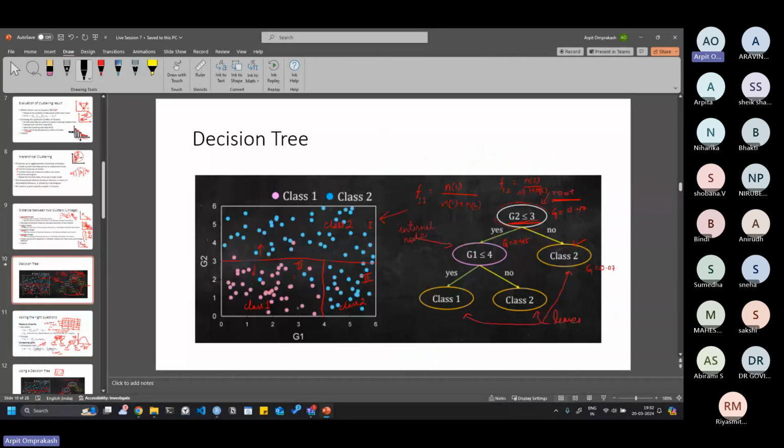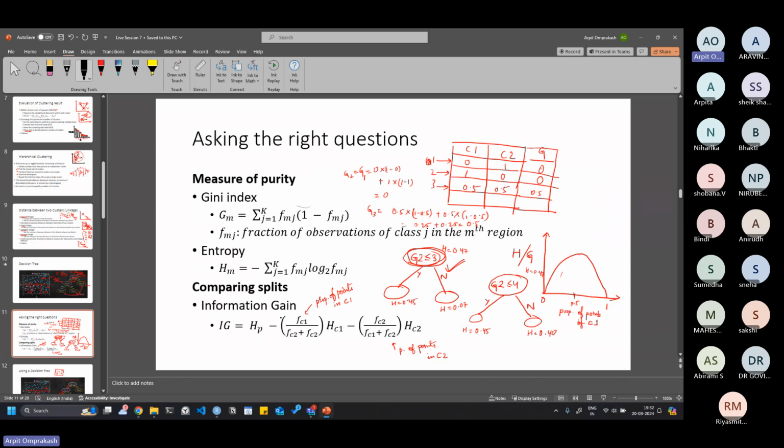Comparing splits is basically when we are, so let's say here we are asking a question, G1 is less than equal to 4. How do we know to ask this question and not something else? For that, what we can use is something called information gain. So let's say we have this structure where at each point we calculate the entropy or the Gini index, or whatever, entropy in this case we are calculating. Then we have another question, and again for that question we calculate the entropy. Then using this formula for information gain, we want to maximize the information gain.